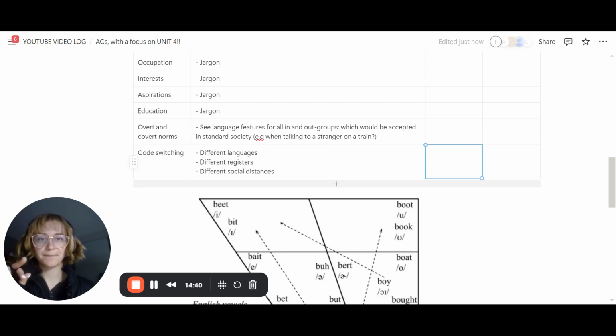And that could switch up within the same transcript. So talking to someone and then talking to someone else within the same transcript is definitely a possibility. So be aware of that and be able to pick up on code switching.